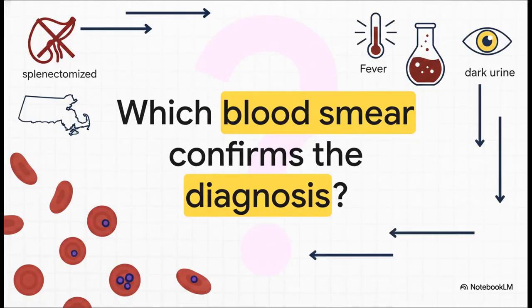We've got a splenectomized patient from Massachusetts who develops a fever, dark urine, and scleral icterus following a hiking trip. Look closely at the specific hemodynamic markers presented here. We have an absent spleen, which is a major risk factor for severe, life-threatening disease, and we have signs of profound hemolysis, namely the dark urine and icterus. We need the specific peripheral blood smear finding that confirms the diagnosis.